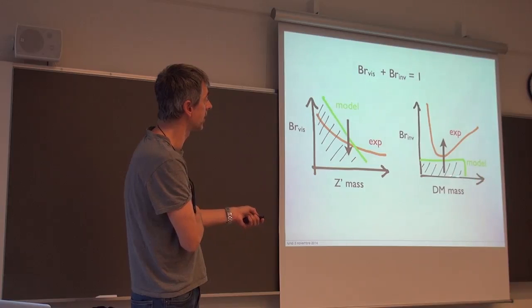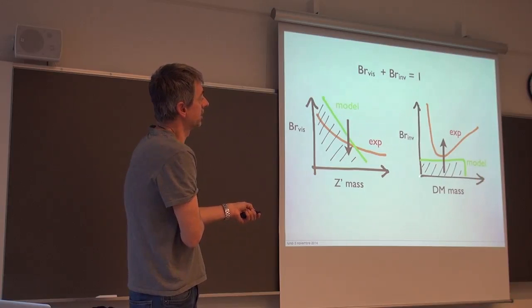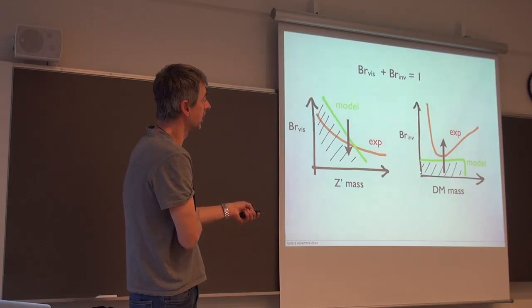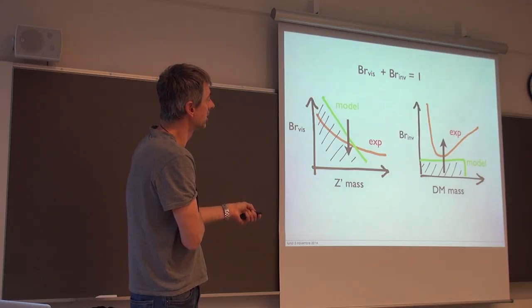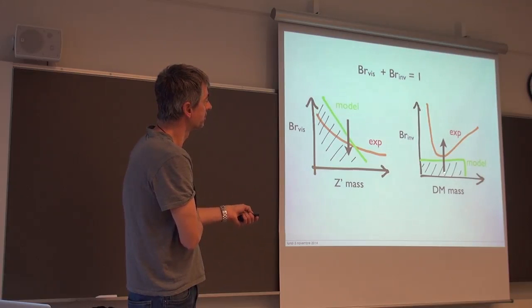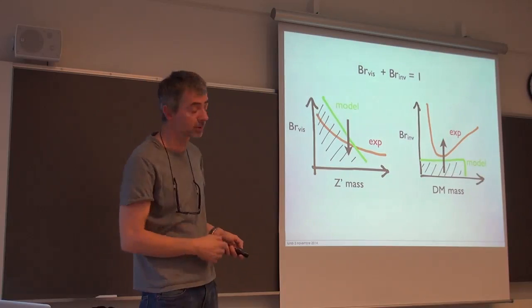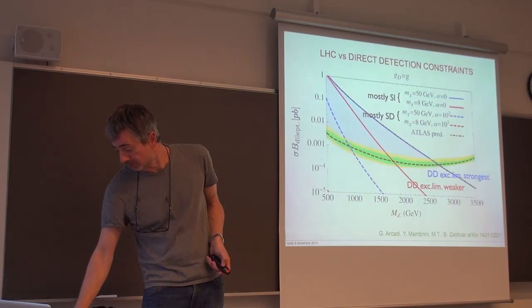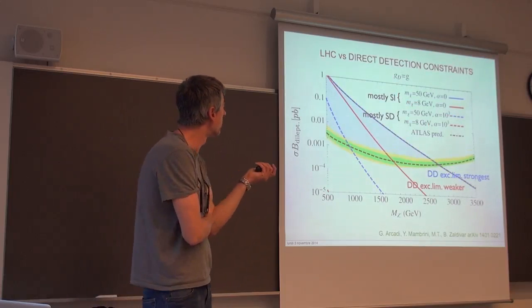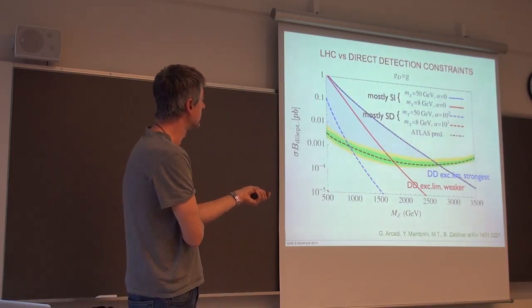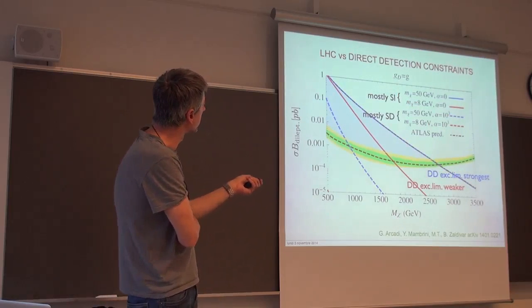So here you have the mass of the dark matter, and here you have what is effectively the coupling between the dark matter and visible matter, which is proportional to this visible branching. Here you have the explicit exclusion from direct detection experiments, and of course, if you start increasing the coupling between the dark matter and the visible matter, then you have this region which goes up. So they go in opposite directions. So that was a sketch of the situation.